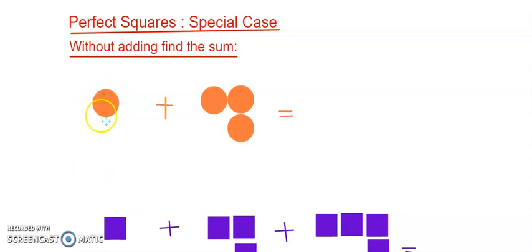So can you see here? Yes. So how many circles do I have here? One. And how many circles do I have here? 1, 2, 3. So 1 plus 3, correct? I am not going to add it, but I am going to do an activity where I will show you that the addition of these two odd numbers is nothing but a perfect square.